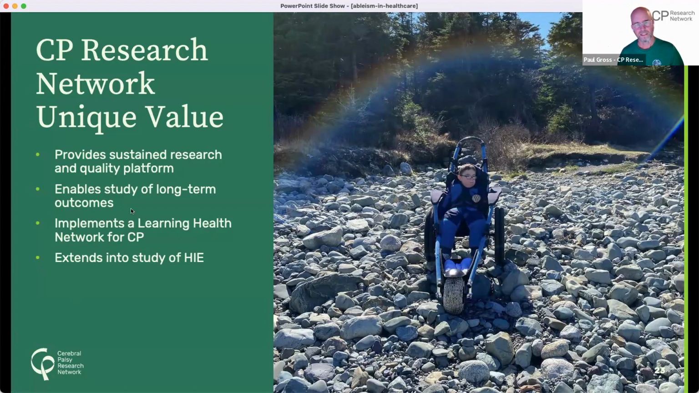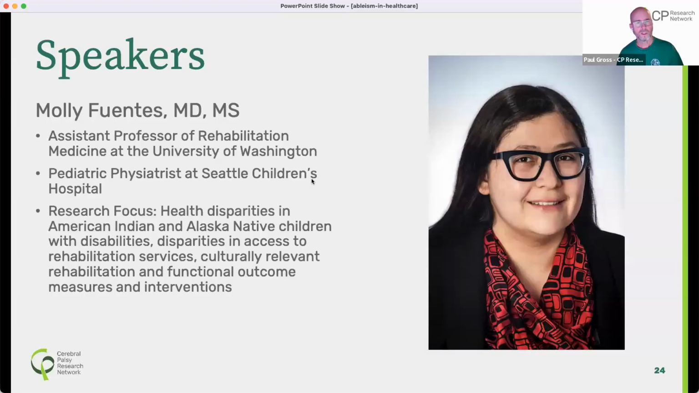And we're now extending it into studies of things that may not even result in CP, but other comorbidities. So injuries like hypoxic ischemic encephalopathy, a large percentage of those kids end up with CP, but we're also going to enable the study of that whole early NICU course. So that's what we do.